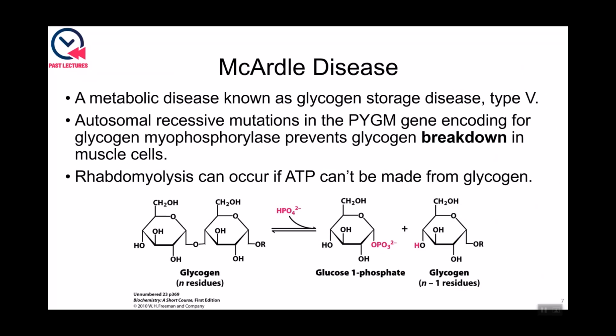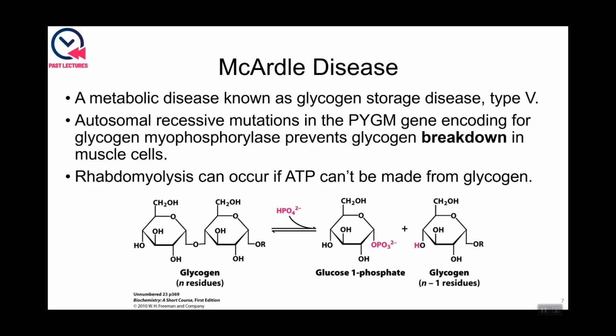So one of the metabolic conditions where rhabdomyolysis is seen is McArdle disease. There are a bunch of different glycogen storage diseases, and McArdle disease arises when you can't break down glycogen in muscle cells. So it is classified as a type 5 glycogen storage disease, or GSD for short.